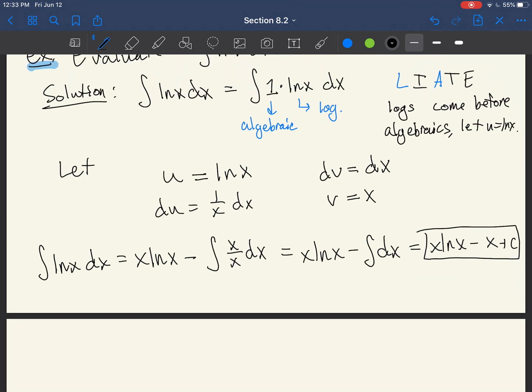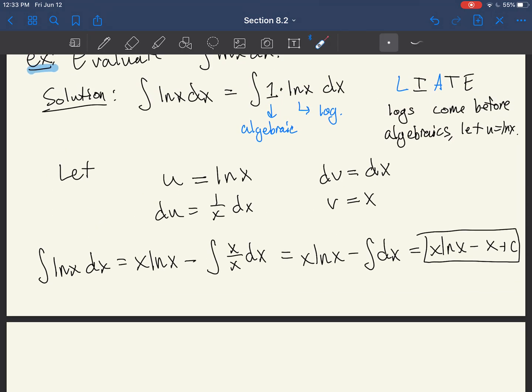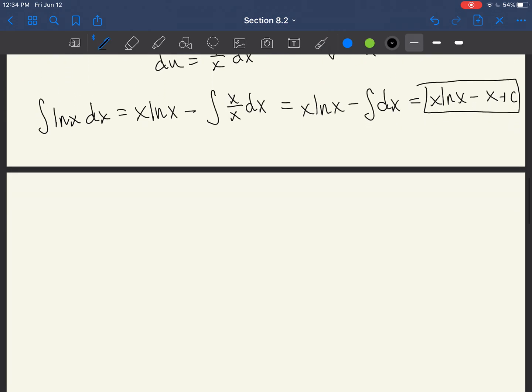Okay. So, when in doubt, use LIATE. When in doubt, add a 1. Won't always work. It really only works for natural log. Not entirely true, but for the most part. But the key thing here is LIATE.